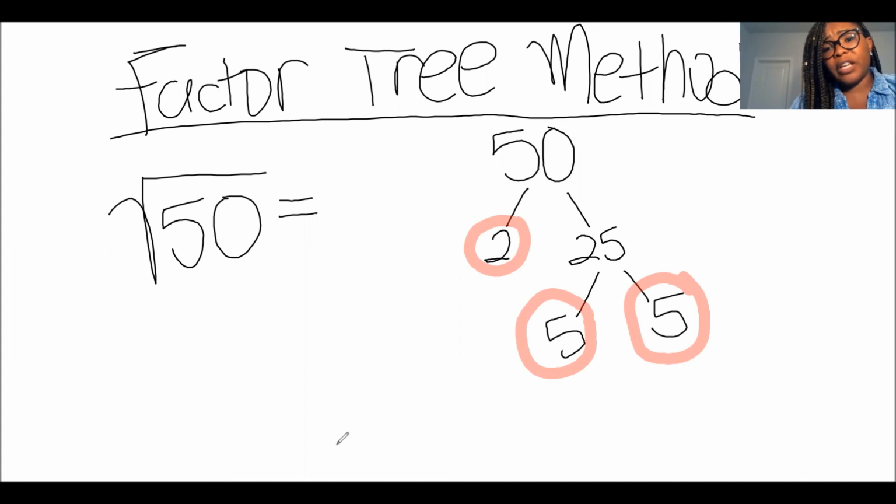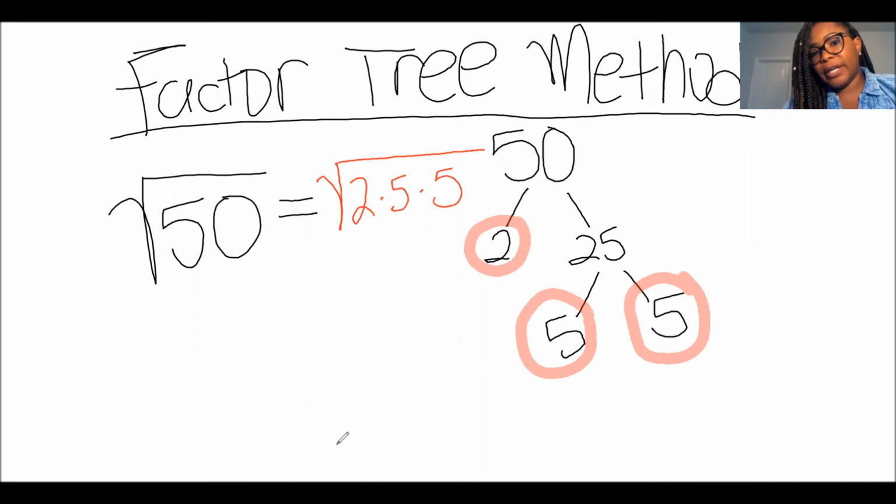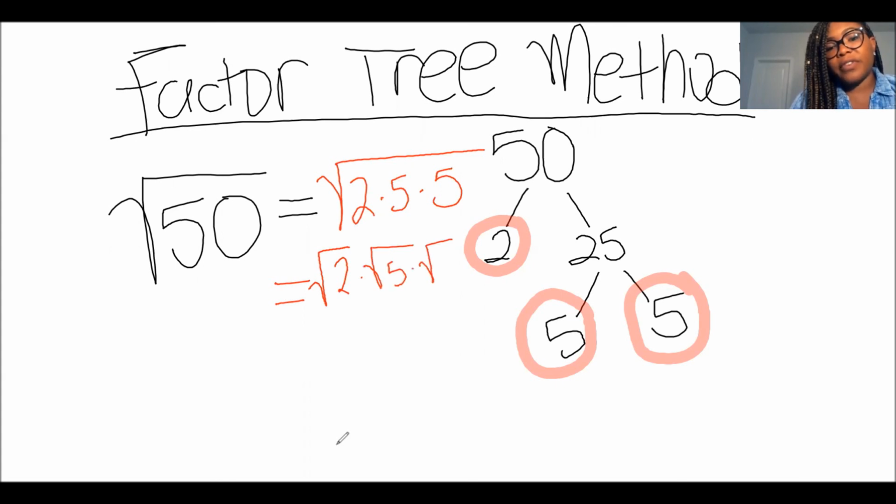So the square root of 50 is actually the square root of 2 times 5 times 5, right? All we did was we factored out all the prime numbers. So 2 times 5 times 5 gives us 50. So now we're going to split it up. Well, the square root of 2 times the square root of 5 times the square root of 5, okay?